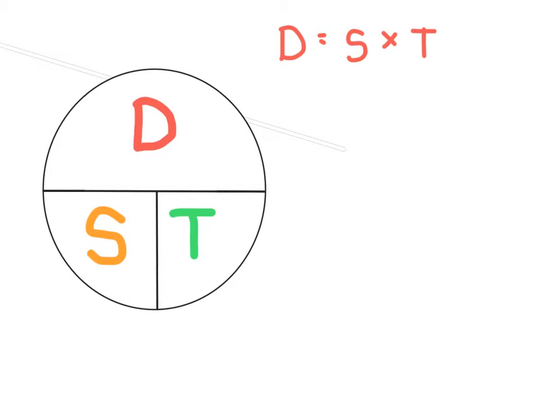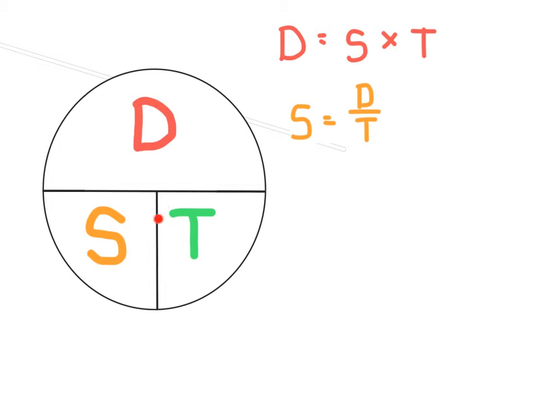For the next one, if you look, we're going to look to find speed. Now on our circle, you're going to notice that the D is over T. So this means when we write this equation, we're going to write it as speed equals distance over, or divided by, time.